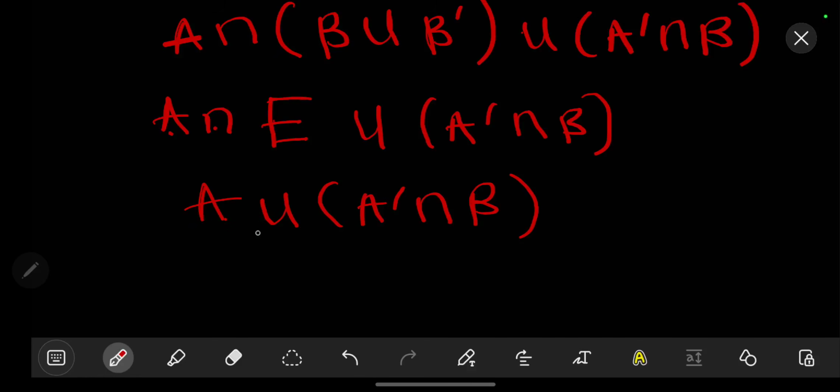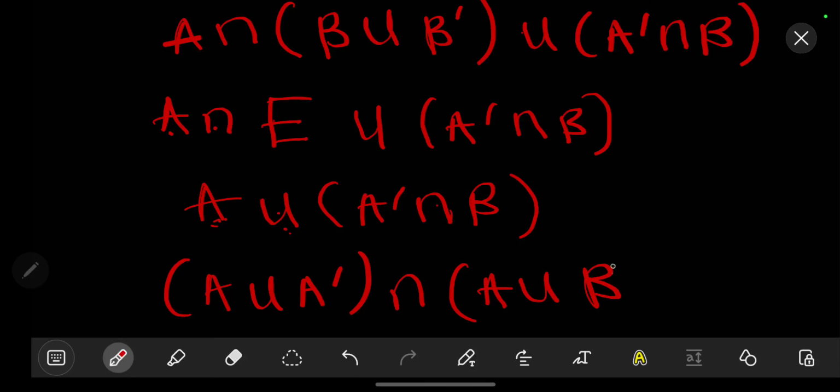So now we have a union here. So we are going to have A union A complement. Then A union, it's more like you're opening the bracket. Since the intersection is inside, it will come there. Then we have A union times B, like that.